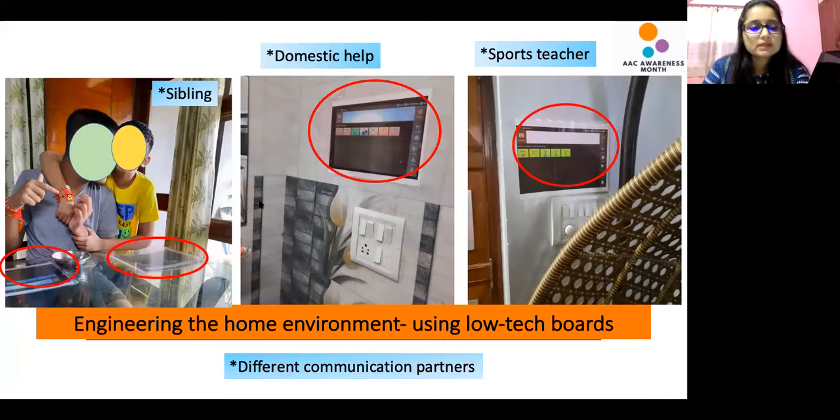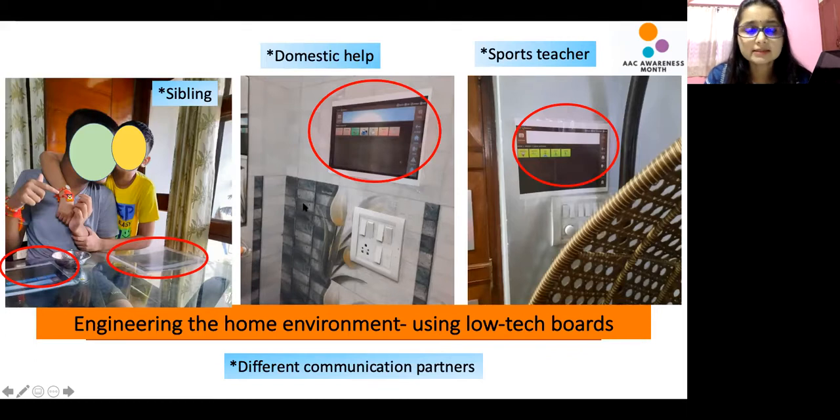As you can see in this picture, she's put it under the dining table, under the glass table. So here the child can point to words like hungry, thirsty, want water, more, and so on. And she's put up one in the bathroom and one near the door, and also one in the balcony. So this really helps in making it accessible at all times.